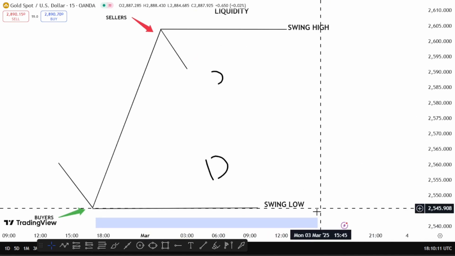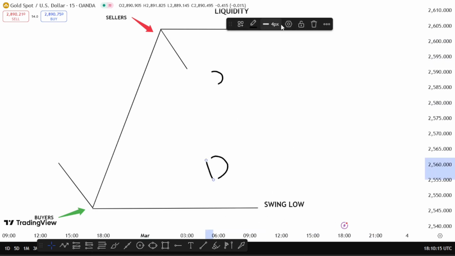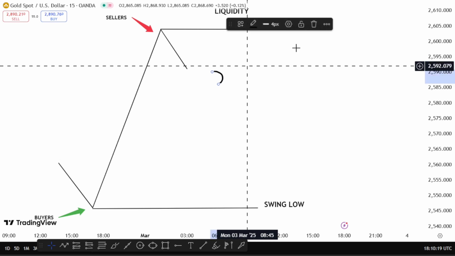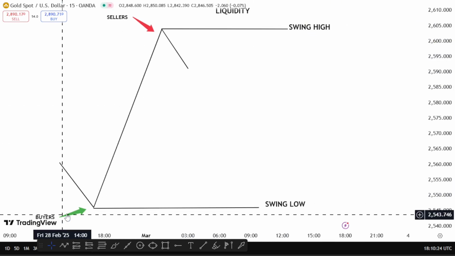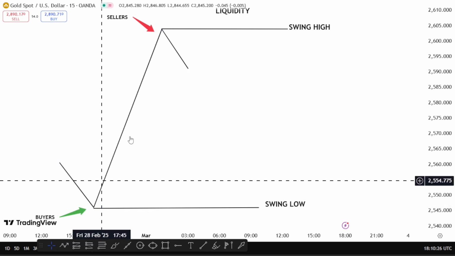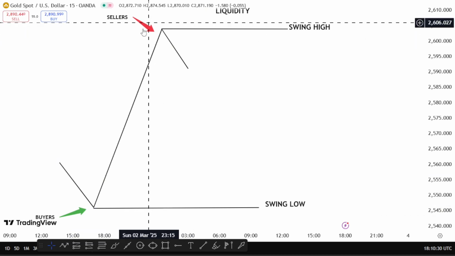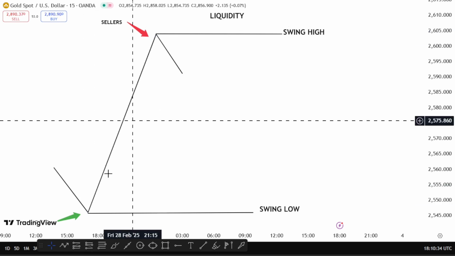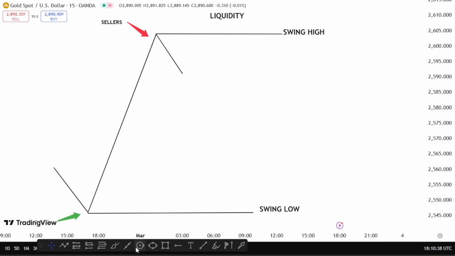You and I make money in the market because of liquidity. For the market to move, there must be buyers and sellers. There are people ready to buy right here, and also there are people ready to sell at that extreme right there. Since there are buyers and sellers at these levels, what do we look for?